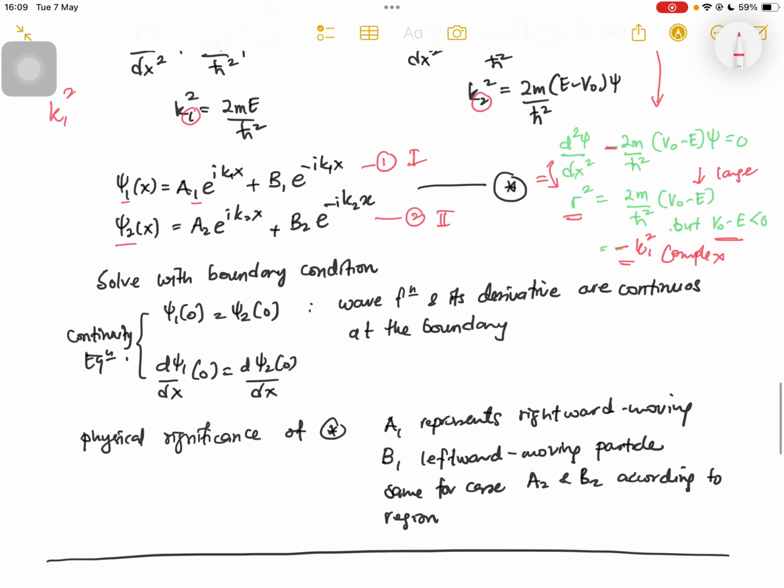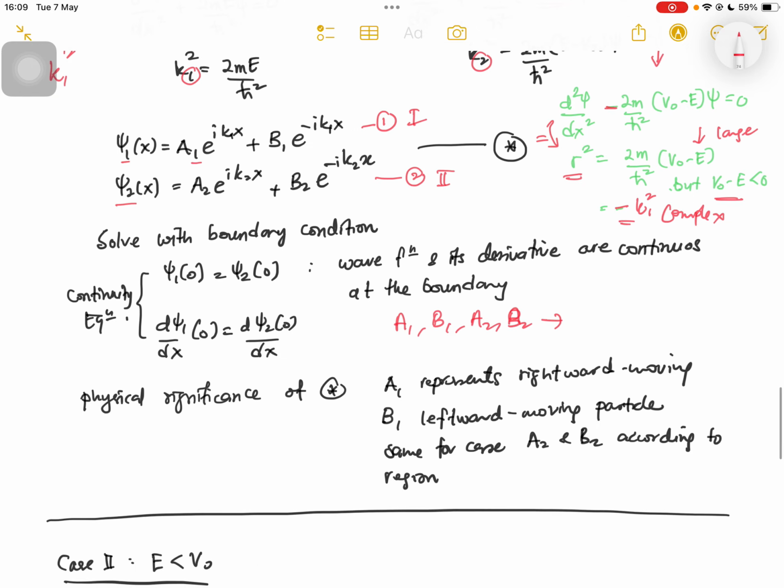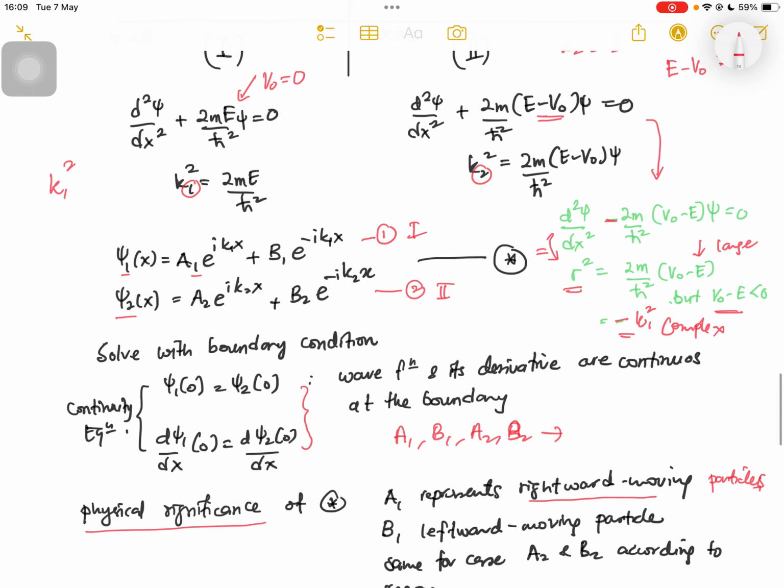Alright. So next, to solve for A2 and B2, this is when you want to talk about the reflection and transmission coefficients. There is some physical significance to this. Your A1 represents the rightward moving, and your B1 the leftward moving, part of the particle. We're going to look at this afterwards, but you hold on to that first.